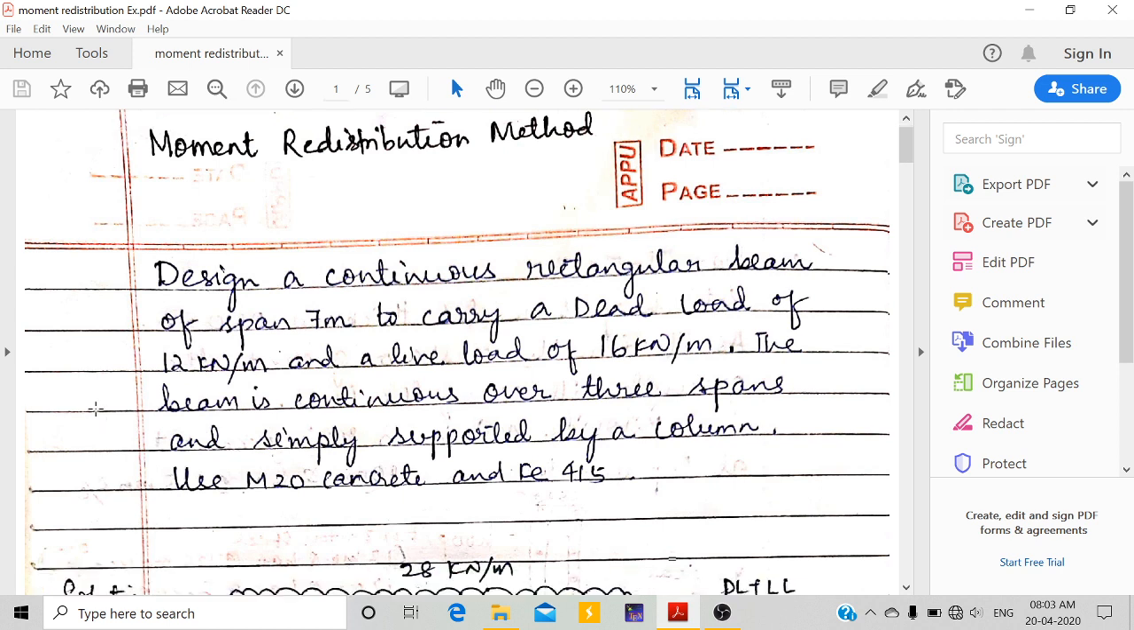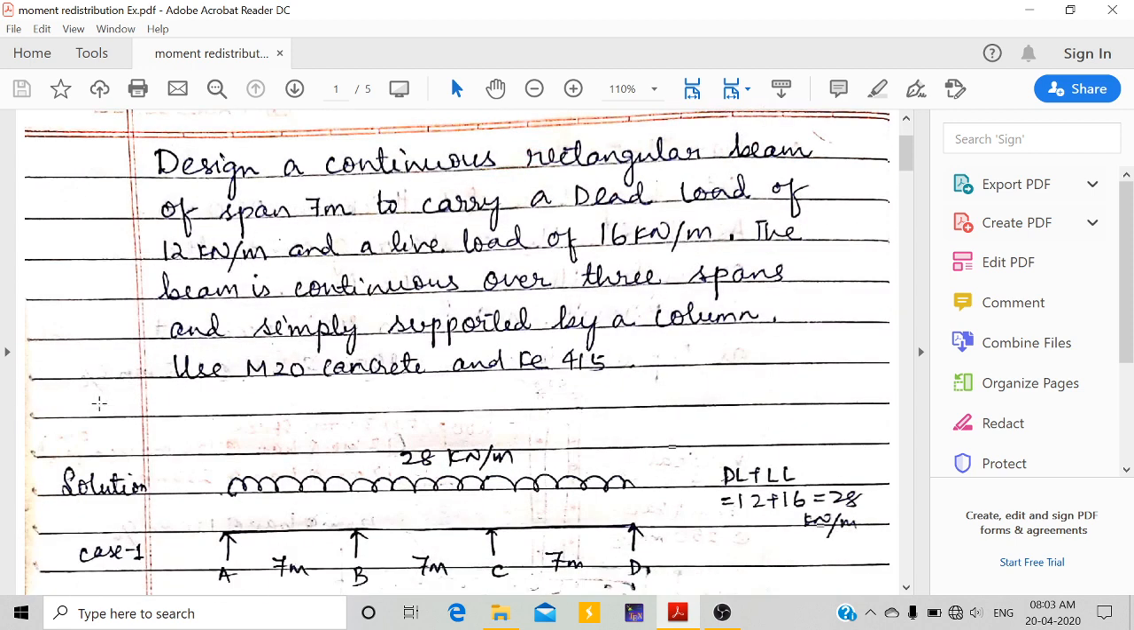Okay. So the question is: design a continuous rectangular beam of span 7 meter to carry a dead load of 12 kilonewton per meter and a live load of 16 kilonewton per meter. The beam is continuous over 3 spans and simply supported by columns. We have to use M20 and Fe415.